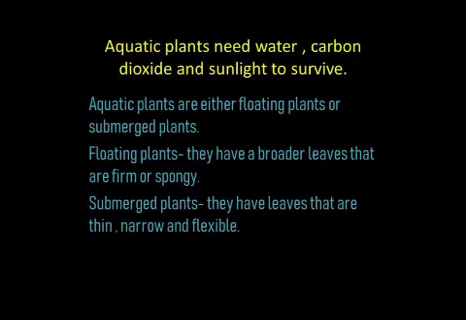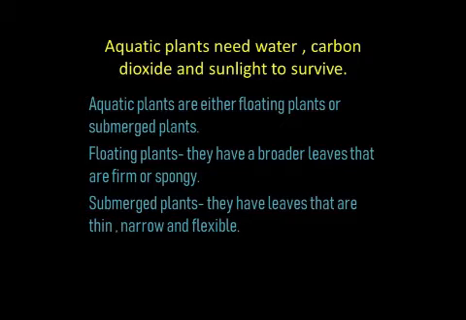Aquatic plants are either floating plants or submerged plants. They are either floating on the top of the water or they are inside the water. Aquatic plants that are on the top we call floating plants. The aquatic plants that are grown inside the water, we call submerged plants.